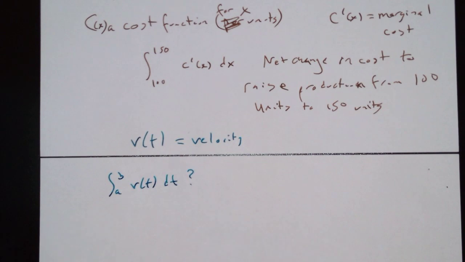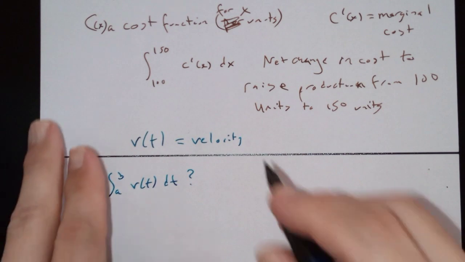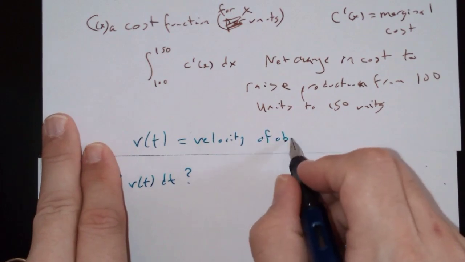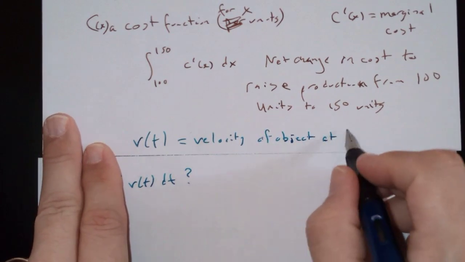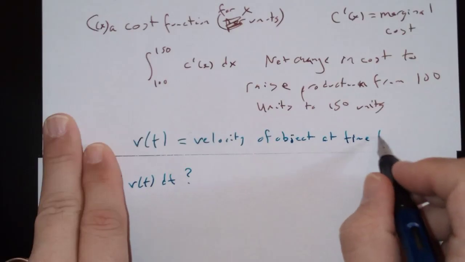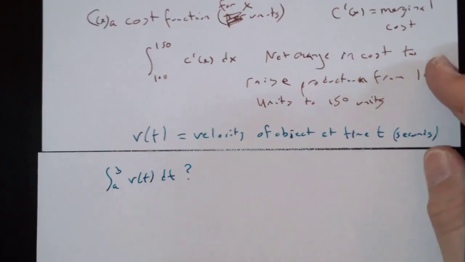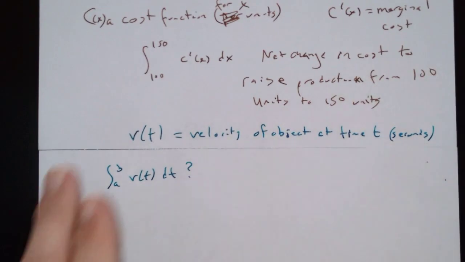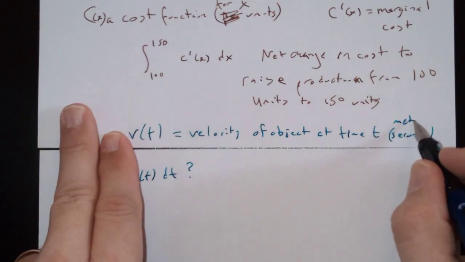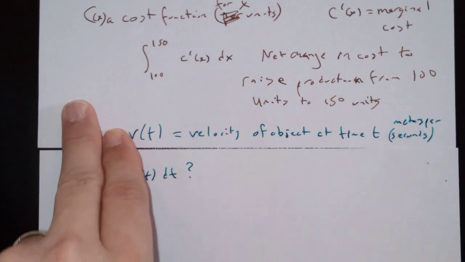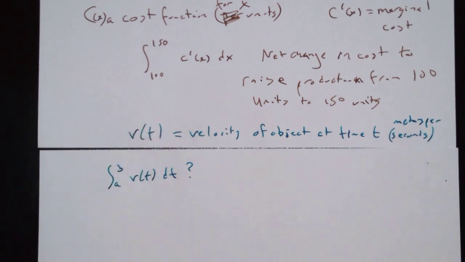Suppose I have a velocity equation. V of t, velocity of my object at time t, and I'll be nice, we'll put that in seconds. So I'm doing meters per second here. If you don't like thinking in meters, think in feet. It doesn't matter. The units are less relevant.